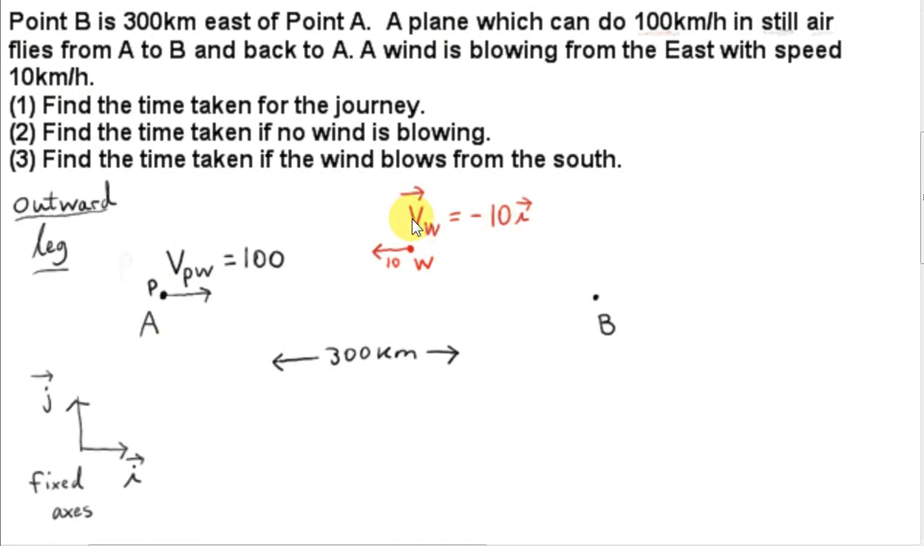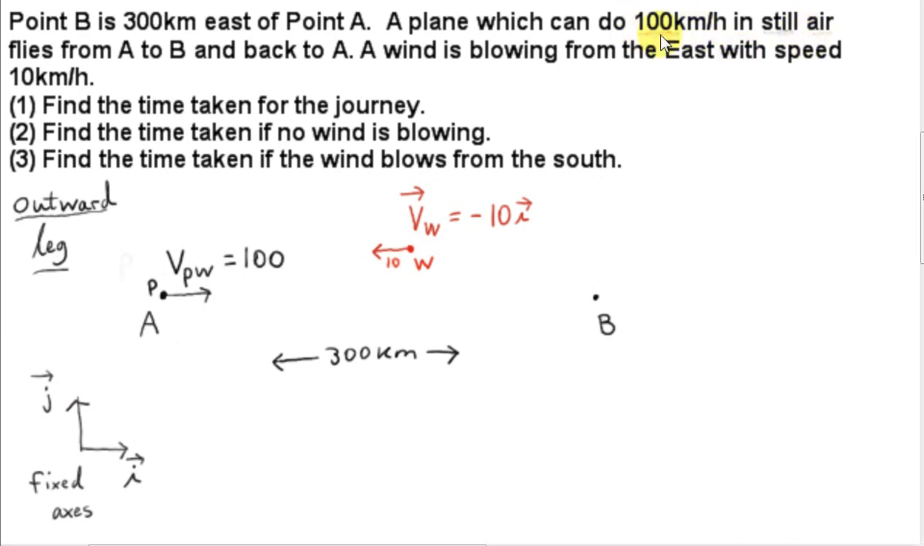Now we can think of vector VW as the velocity of this point W, which is moving with the wind. It's a good way to think of it actually. So point W is a point moving with the wind, and we will be interested in the velocity of point P relative to point W.